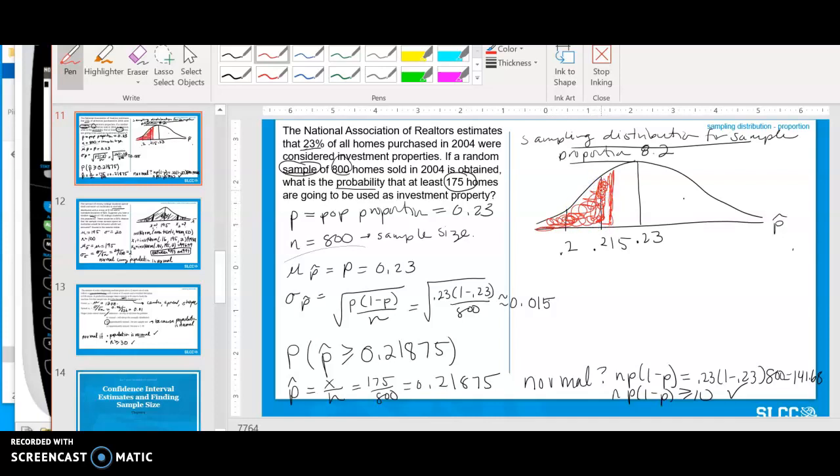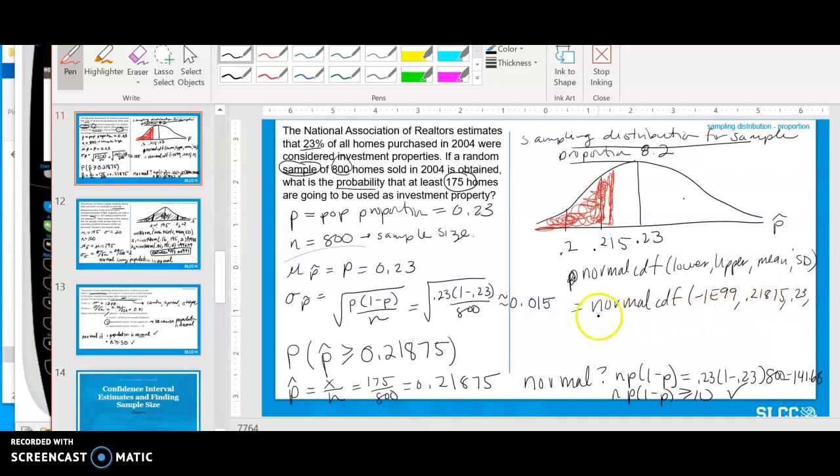Okay, so now, because I can use the normal distribution and I want to find this probability, I'm going to use normal CDF of my lower bound, upper bound, mean, and standard deviation. So my normal CDF of my lower bound, which was negative infinity, upper bound was 0.21875, my mean was 0.23, and my standard deviation was 0.015.